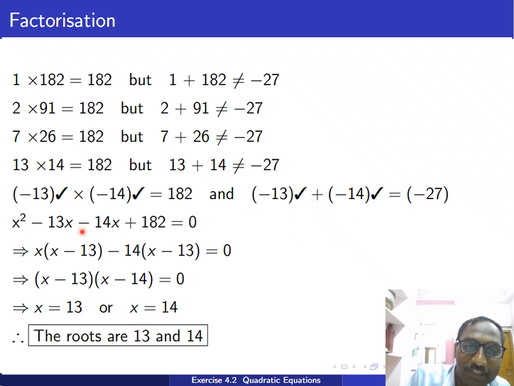So x square minus 13x minus 14x plus 182 equal to 0. This implies x times x minus 13 minus 14 times x minus 13 equal to 0. This implies x minus 13 times x minus 14 equal to 0. This implies x equal to 13 or x equal to 14. Therefore, the roots are 13 and 14.